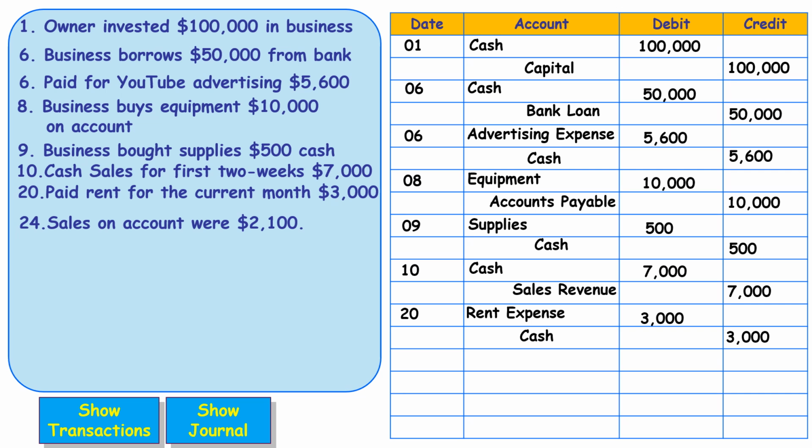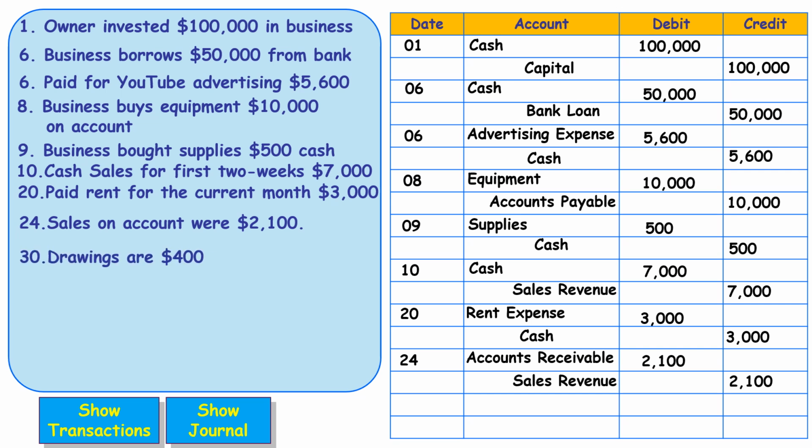On the 24th, sales on account were $2,100. So the business made some more sales, but this time they are on account. When sales are on account, we call them accounts receivable. So let's enter the date first, 24th, and the line item for the debit is going to be accounts receivable, because for this sale, the business did not get the cash. It will get cash in the future. That's a receivable. Since it's made a sale, sale is revenue, increase in revenue is credited.